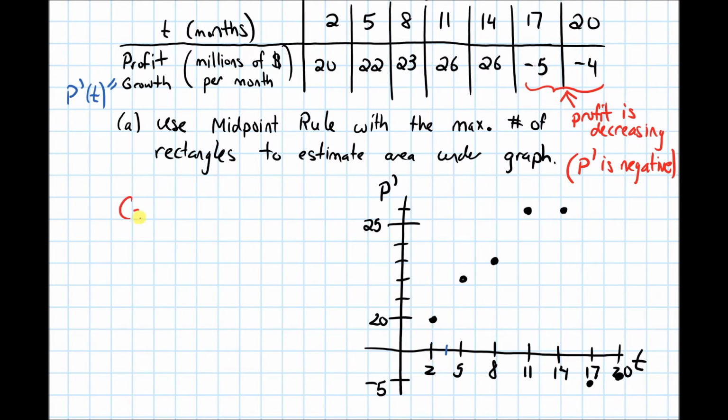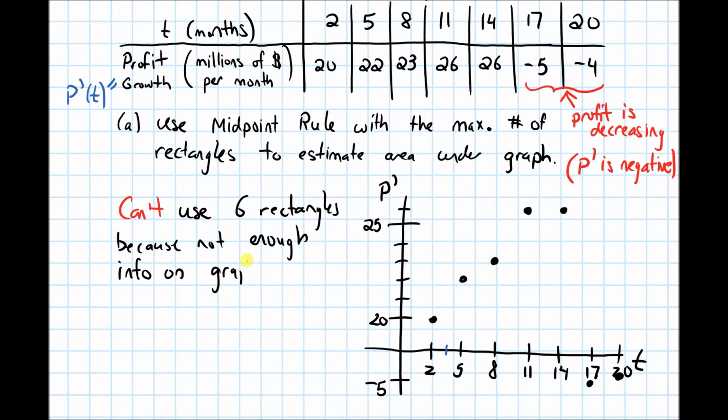So we can't use 6 rectangles because there's not enough info on the graph to know what the outputs are at the midpoints if we were to use 6 rectangles. But we do have enough information for 3 rectangles. So we can use 3.